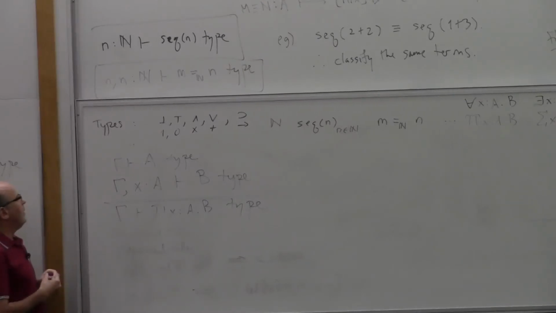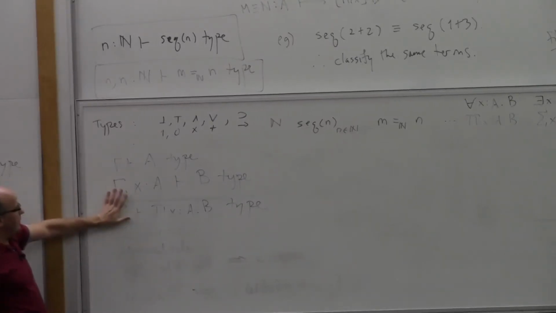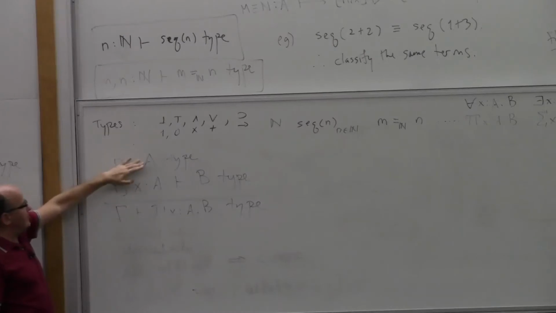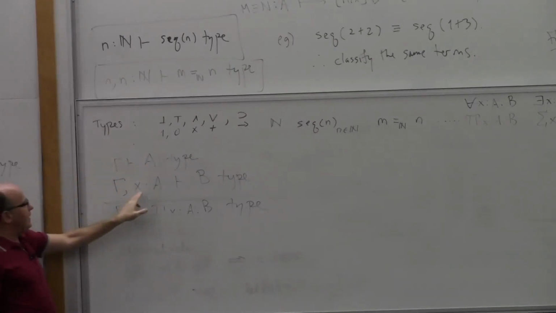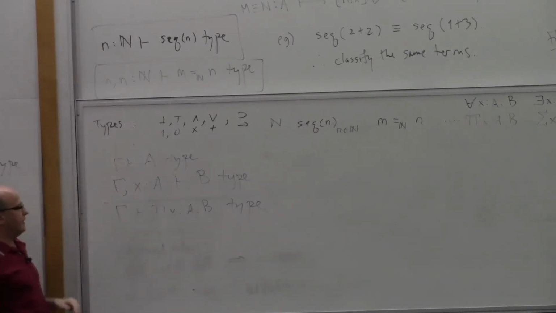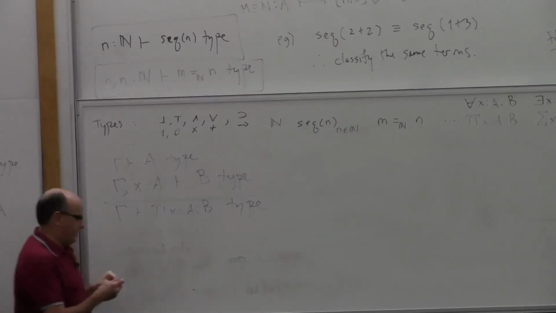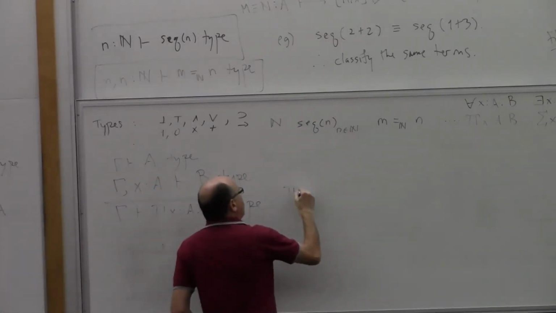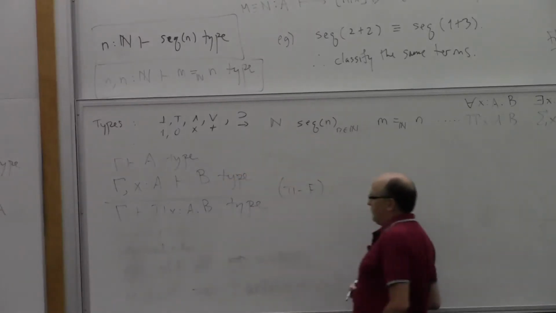So you fix the gamma and you say, okay, then what I have is, for the fixed gamma, a type and a family of types indexed by the elements of A. This is called the big Cartesian product. This is called the pi formation rule. A lot of times it's written like that.